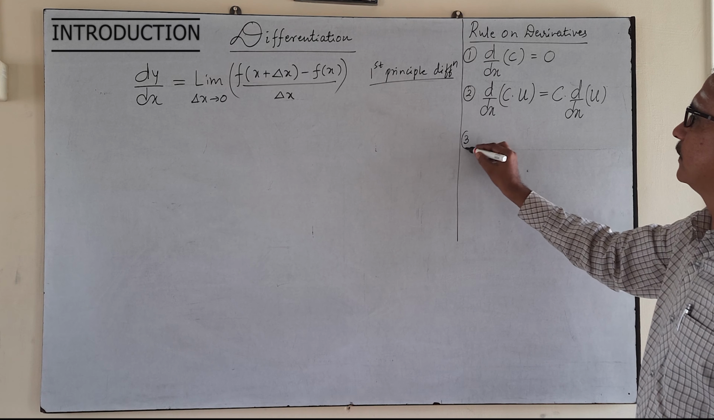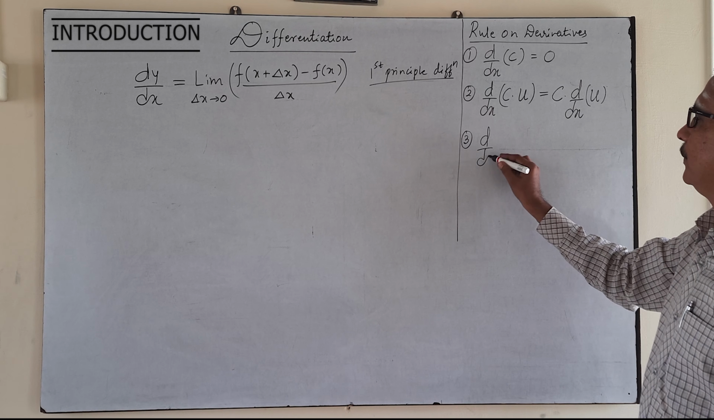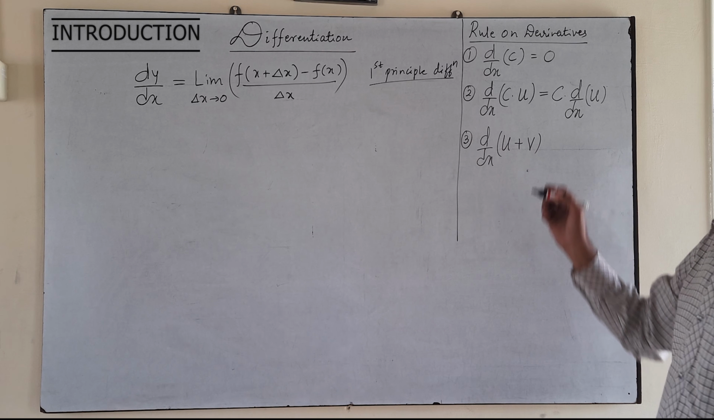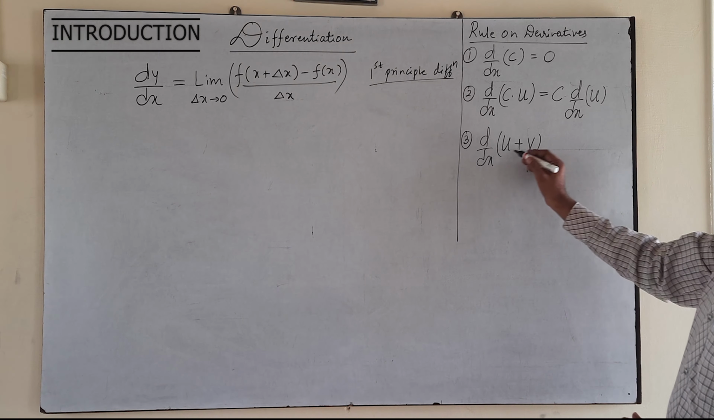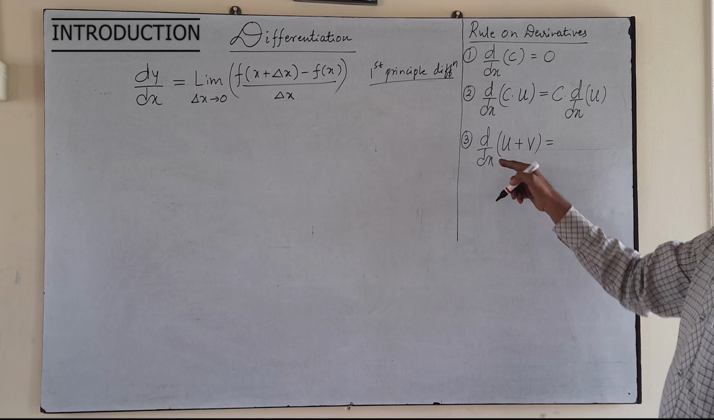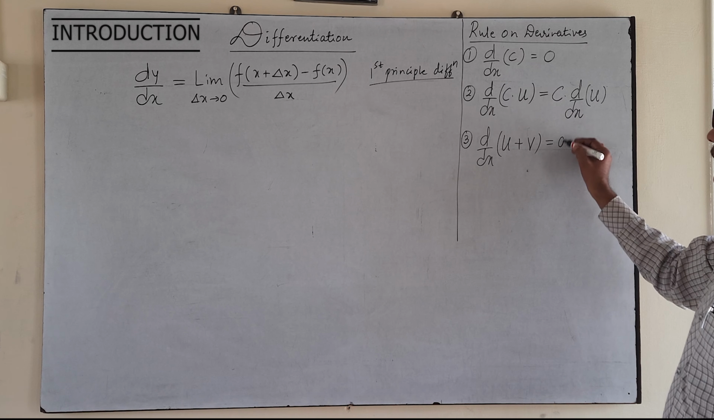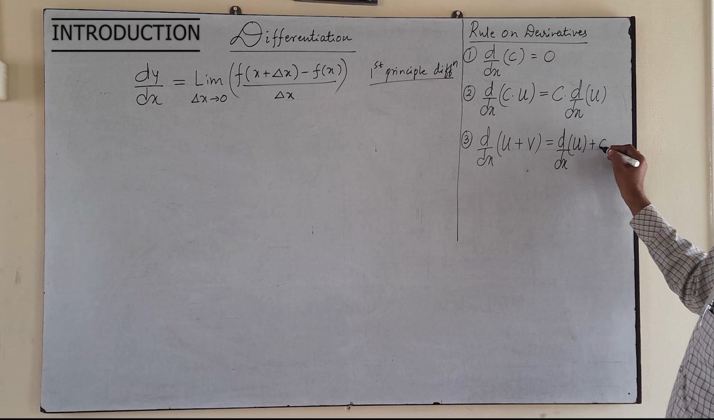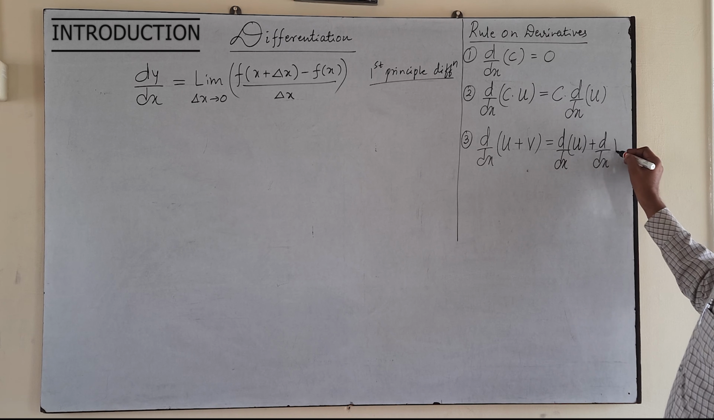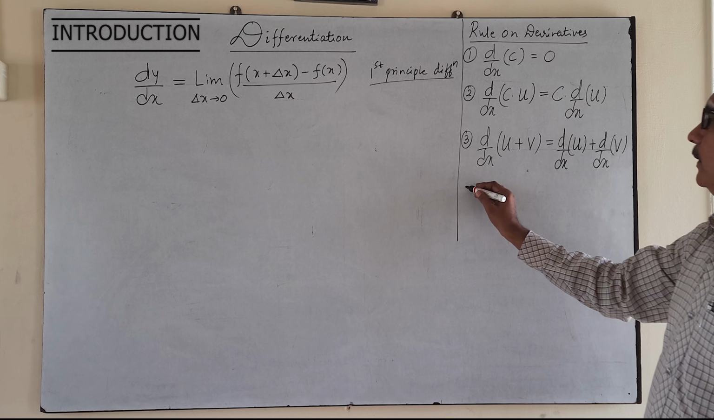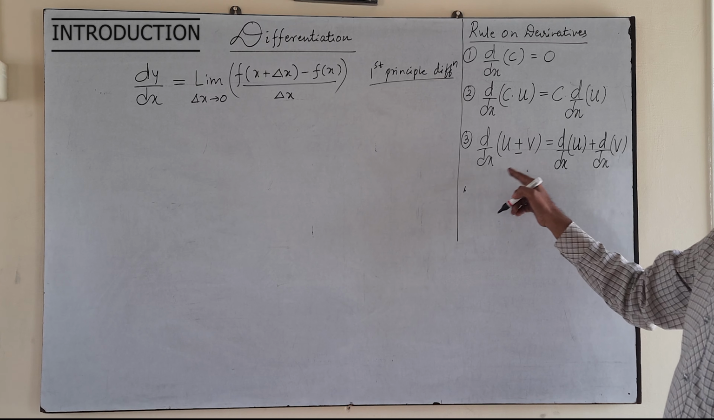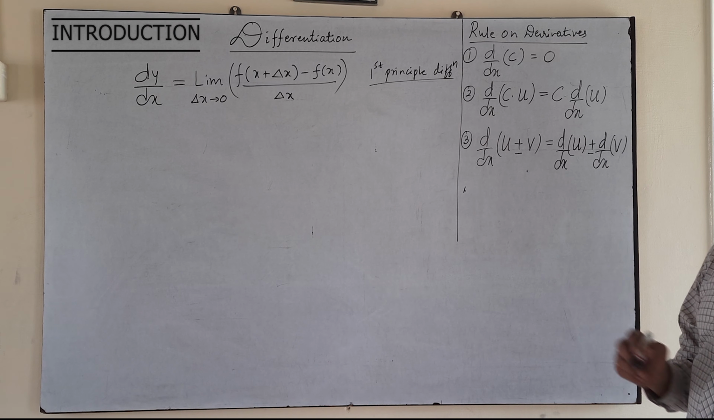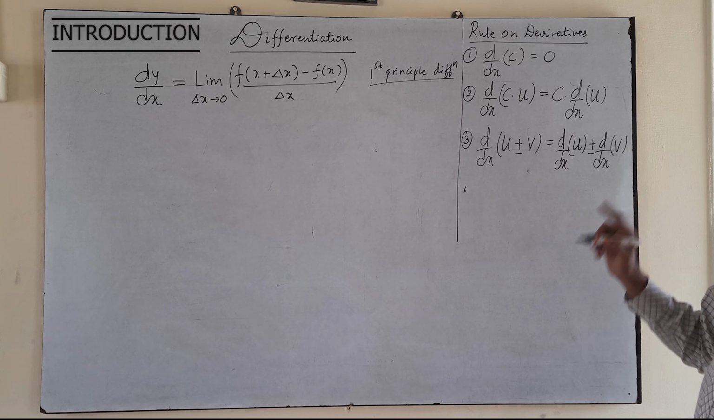Then the third rule says the derivative of u plus v, the sum of two functions. u and v are functions. When the addition of two variables is given, what is its derivative? How to split it? Derivative of the first function plus derivative of the second function. Similarly, derivative of u minus v, the difference of two functions, is derivative of u minus derivative of v.